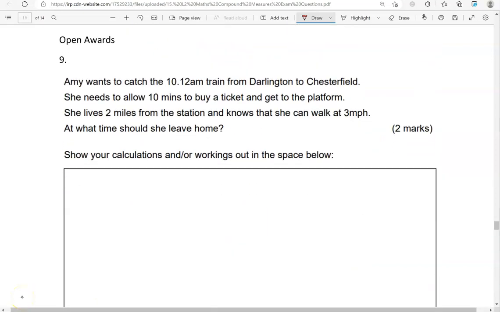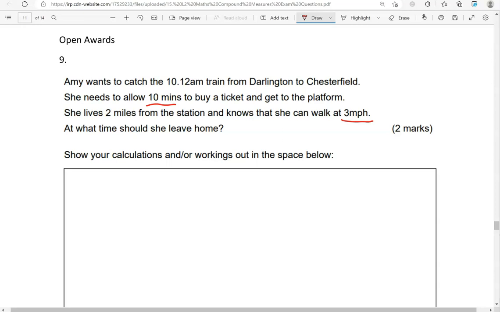Amy wants to catch the 10:12 a.m. train from Darlington to Chesterfield. She needs to allow 10 minutes to buy a ticket and get to the platform. She lives 2 miles from the station and knows that she can walk at 3 miles per hour. At what time should she leave home? Show your calculations and the workings out in the space below.